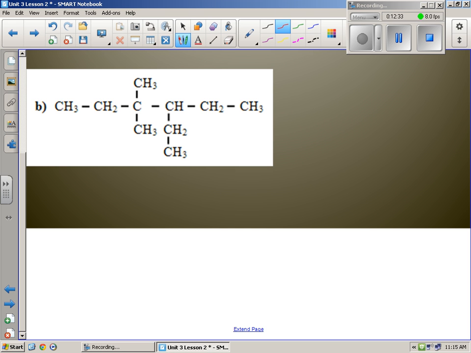Let's find the longest chain here. Let's see. 1, 2, 3, 4, 5, 6. Yeah. What about 1, 2, 3, 4, 5, 6? That's an option. What about 1, 2, 3, 4, 5? That's an option. Right? Remember, you can zigzag up and down. You can do a U. You could do upside down. As long as you can continue the line, it's all good.